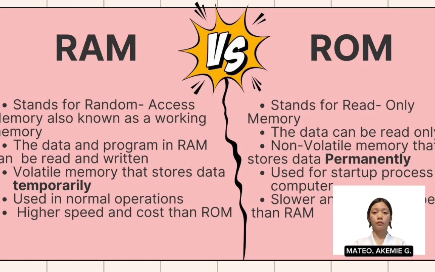The RAM stands for Random Access Memory. It is data and programs that can be written and read. It's also volatile memory that stores data temporarily. On the other hand, ROM or read-only memory is non-volatile, stores data permanently, and is slower than RAM. From the words read-only memory, data from ROM can only be read, not written.